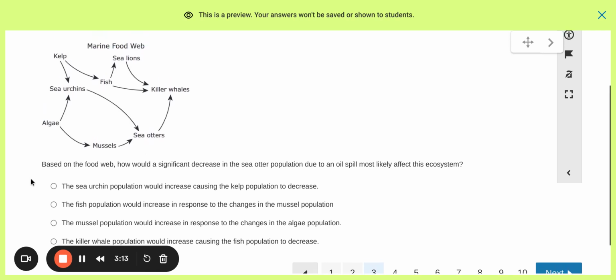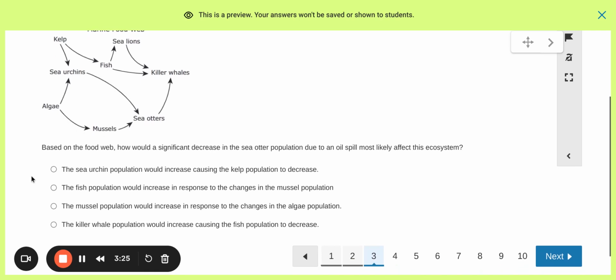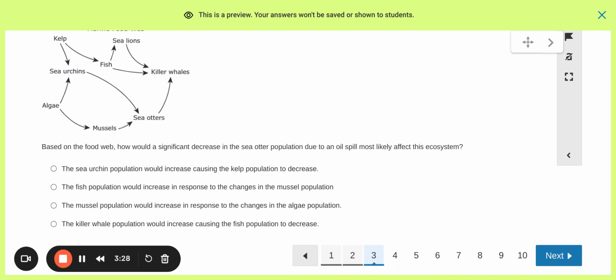The fish population would increase in response to the changes in the mussel population. I don't think that they're even connected. They're not even in the same food chain. The mussel population would increase in response to the changes in the algae population. So the mussel population would change, but in response to the sea otter, not the algae. And the killer whale population would increase, causing the fish population to decrease. Well, the killer whale is going to be losing one of its food sources, so it's kind of the opposite. So the best choice is A.